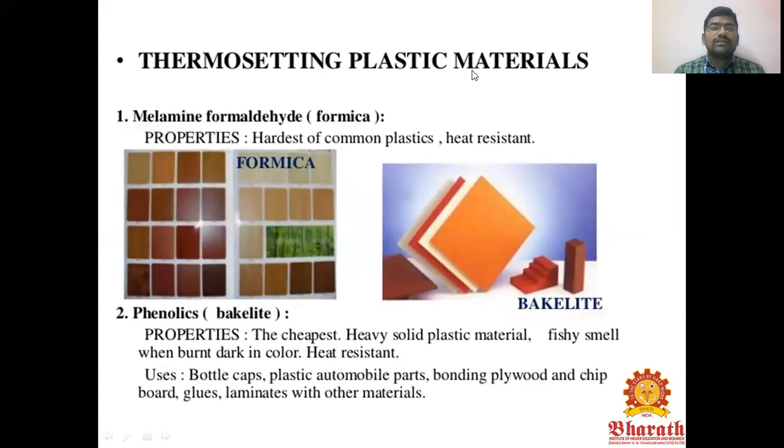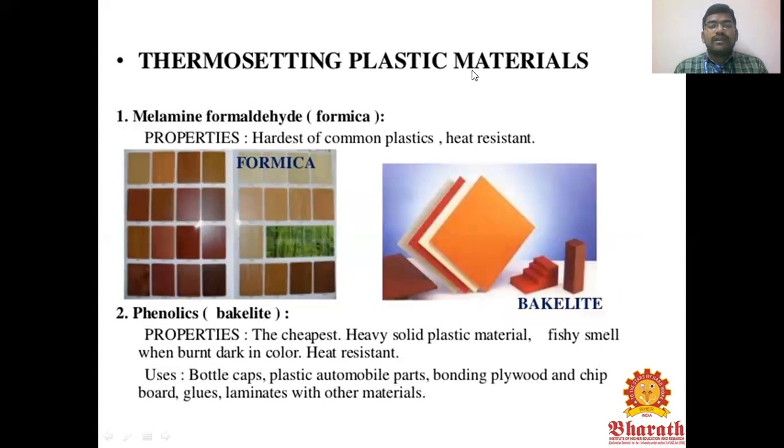The thermosetting plastic material is used for melamine formaldehyde, and Formica. Another name for melamine formaldehyde is Formica. Properties: it is the hardest of the common plastics and heat resistant. This is the hardest of the common plastics, and heat resistance is also there to control the heat. The phenolics, Bakelite. This is another name for Bakelite.